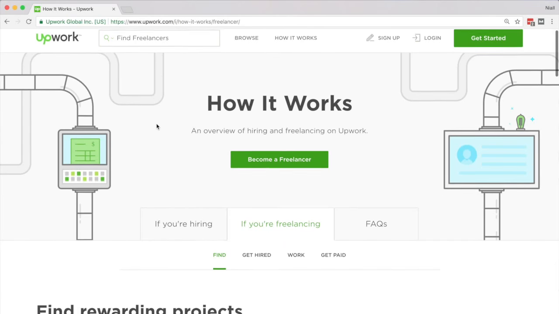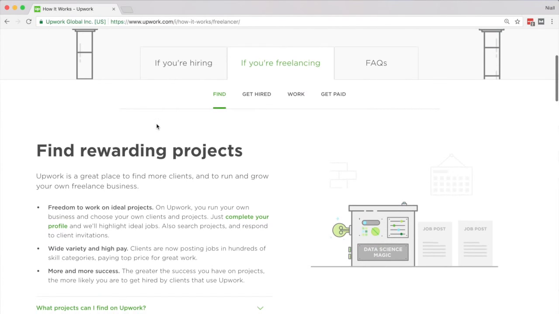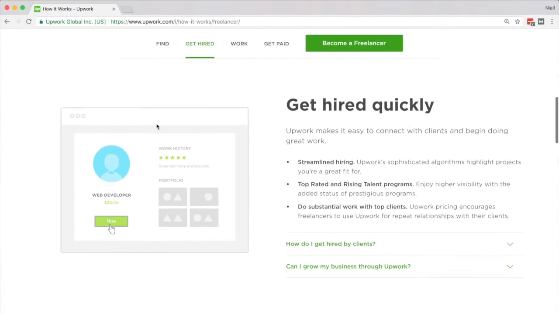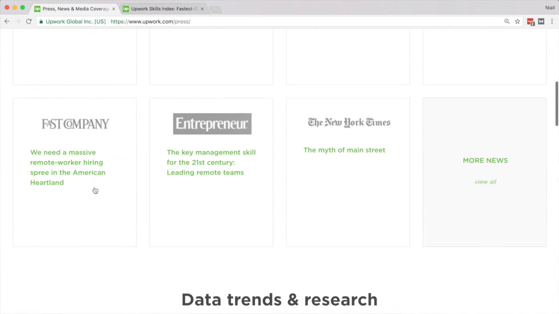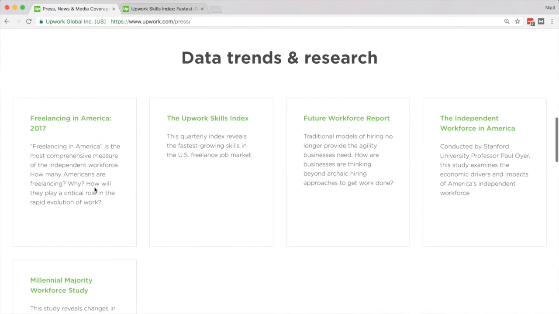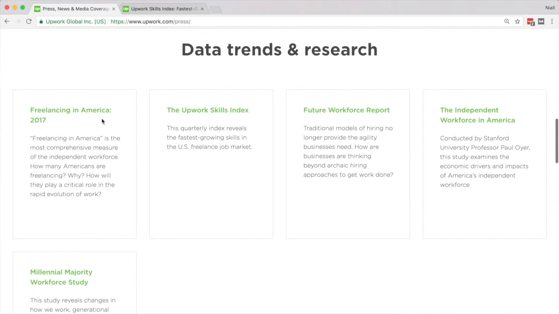But because Upwork is so big, we can poke around and get a solid overview of what skills are in demand. In particular, here are 2 things I recommend you check out on Upwork. The first is the latest data trends and research. You will find links to reports about online work trends on this page at Upwork.com. It's worth having a quick look through those to see which skills are becoming increasingly in demand.